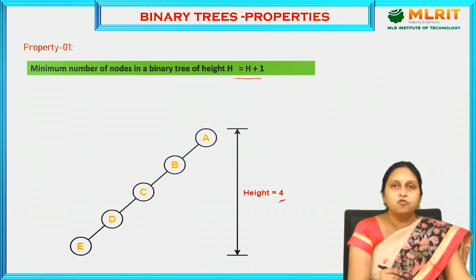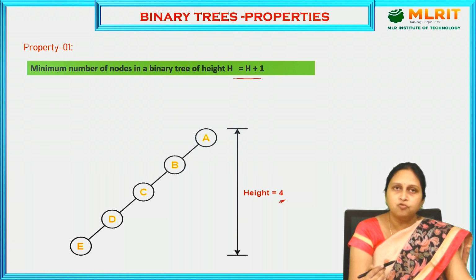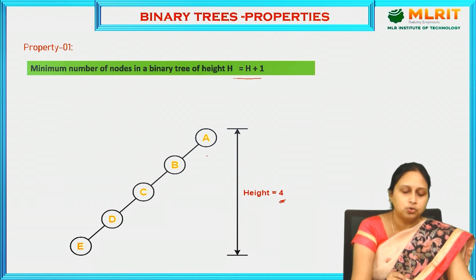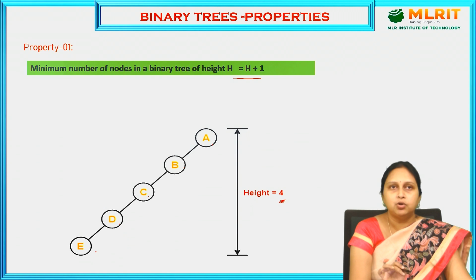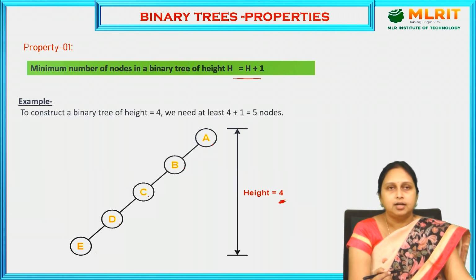How many nodes can we represent if I have the height as 4? The minimum number of nodes depends on the height, that is 4 plus 1, totally 5. 1, 2, 3, 4, 5, right? Totally 5 nodes are required for a tree with height h, that is 4.